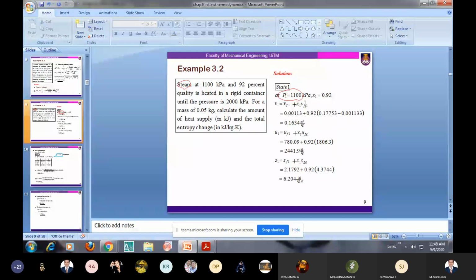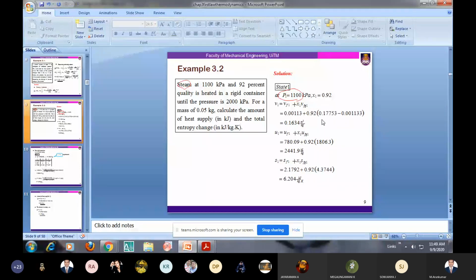VFG values won't be in the table, so we can take the VF value and VG value. VG value minus VF value, we can get the VFG value. Then we know the quality X. We are given the quality value X, so we can find the specific volume V1 at state 1. So the specific volume will be 0.1634 meter cube per kg.